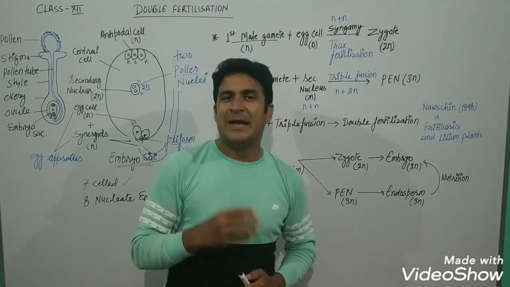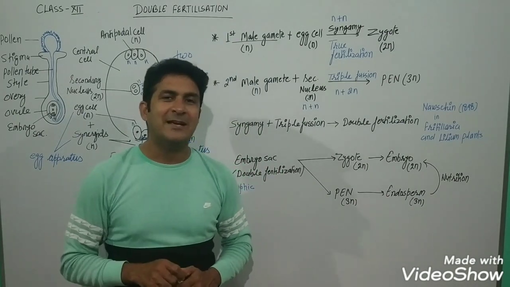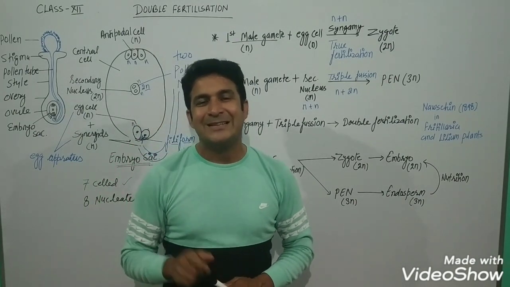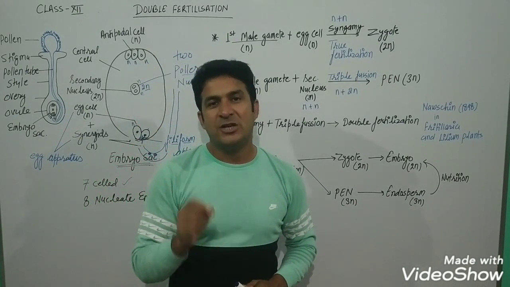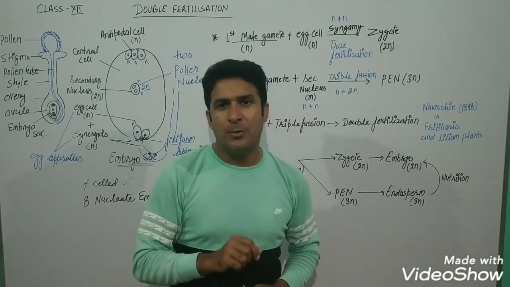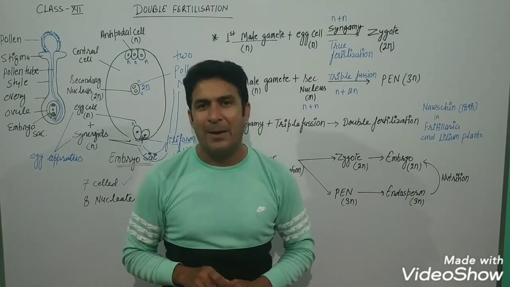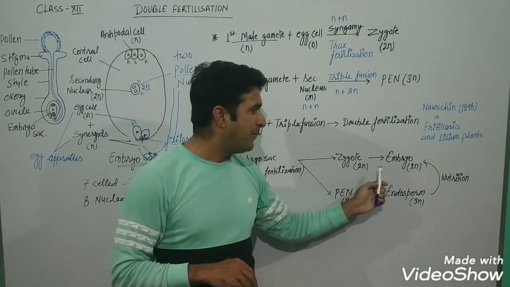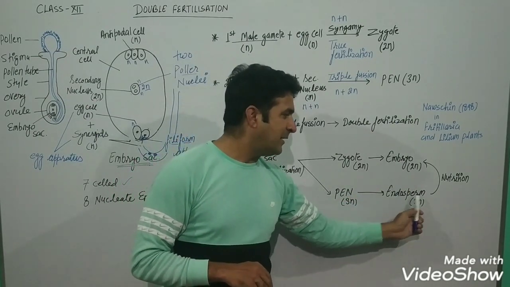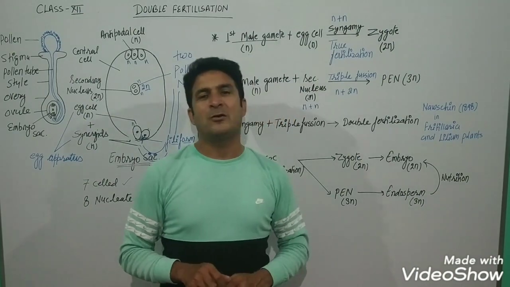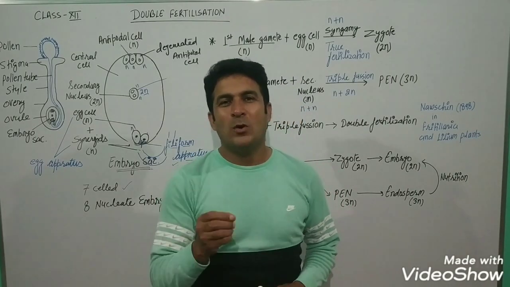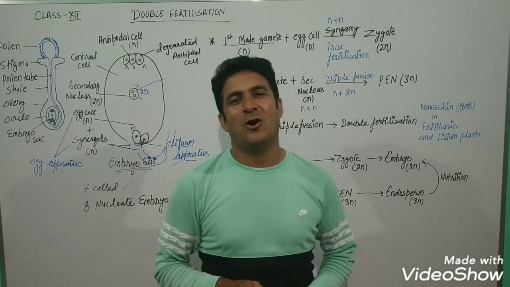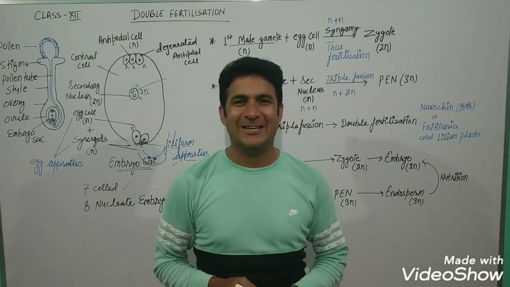There are three types of embryo. The first is the globular embryo, the second is the horseshoe shaped embryo, and the third is the mature embryo. All these three types of embryo get nutrition from the endosperm. After this we will see what changes come in the structure of the embryo sac after fertilization.